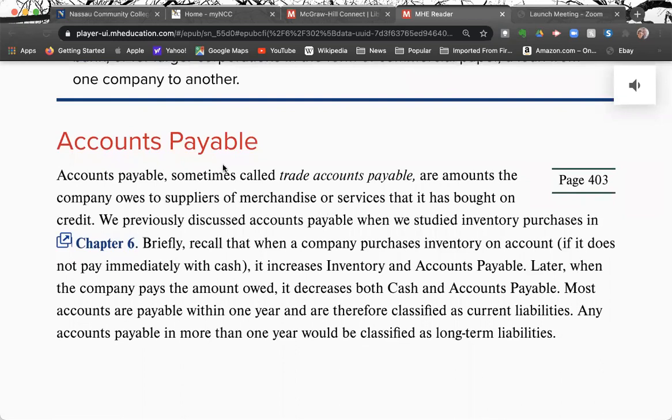Now, accounts payable, I think we've seen that all semester long. Accounts payable amounts the company owes to suppliers. Now, it's usually merchandise. A lot of retail companies get the merchandise and they try to sell it first before they pay for it. So this way they're not using their own money and they don't have to borrow money to get inventory. But, right, amounts a company owes to suppliers of merchandise or services that it has bought on account or on credit. We've seen those terms used.